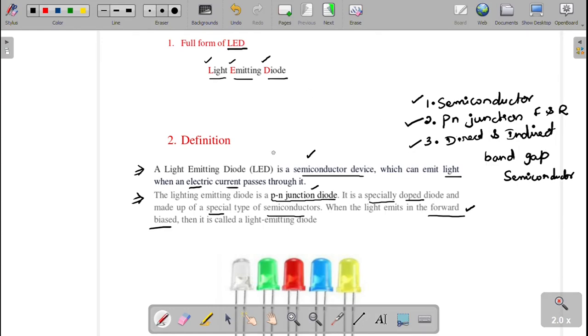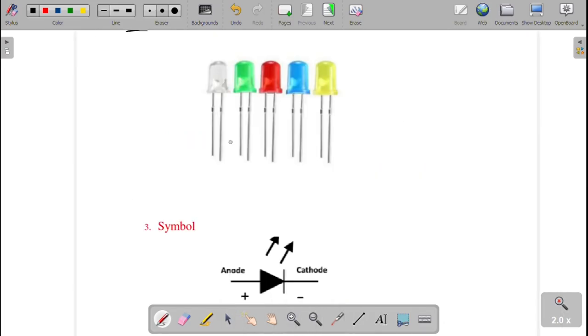So these things you must watch before watching this LED Viva questions. Now what we understood: LED is a semiconductor device, that is a PN junction, and it is made of specially doped special type of semiconductors. And when the LED is forward biased, it produces the light. Here I have given the picture of the LED for understanding. So this is the diagram.